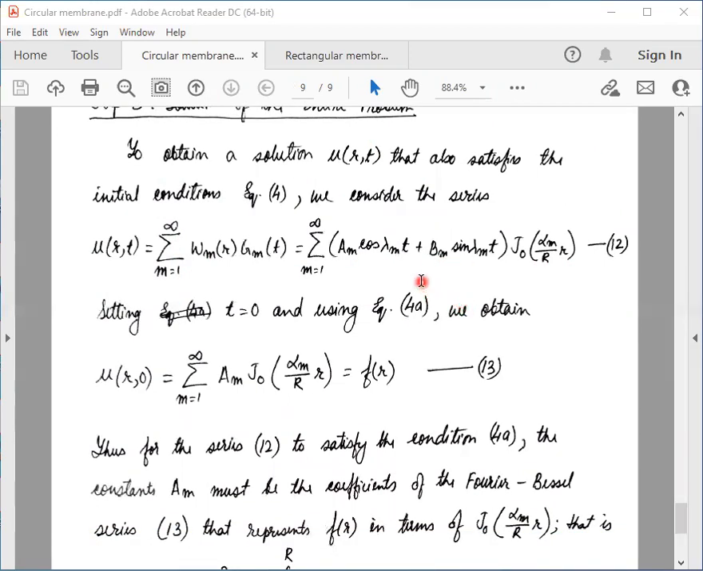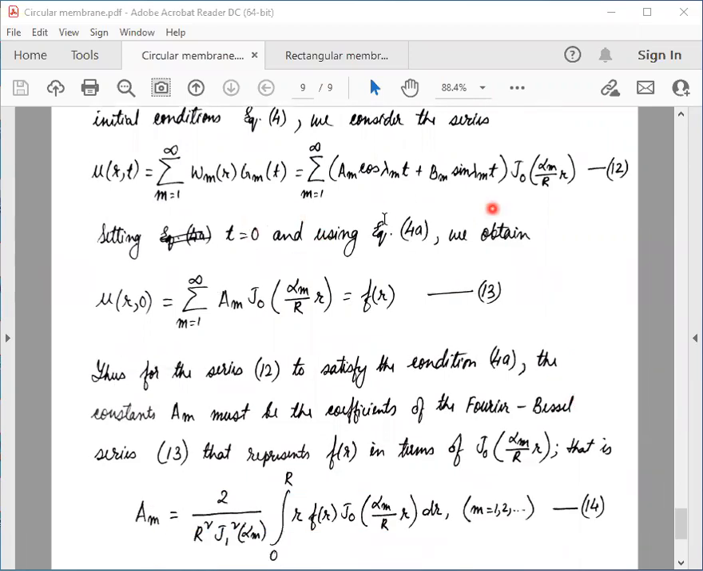Now let us use the first initial condition, that is the initial displacement is f of r. To find the initial displacement, we simply put t equal to 0 in this expression, and we get, when t is equal to 0, this cos lambda m t becomes 1, sin lambda m t becomes 0. So what remains is only am. So we have am j0 lambda m capital R by small r, and this is equal to the initial displacement f of r.